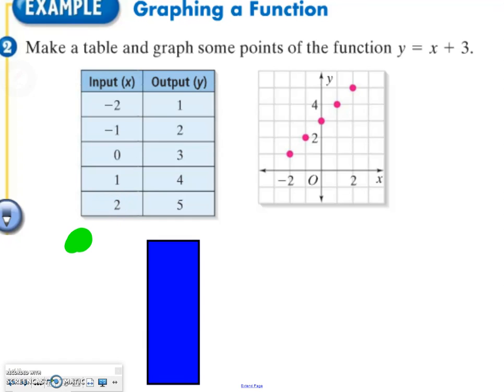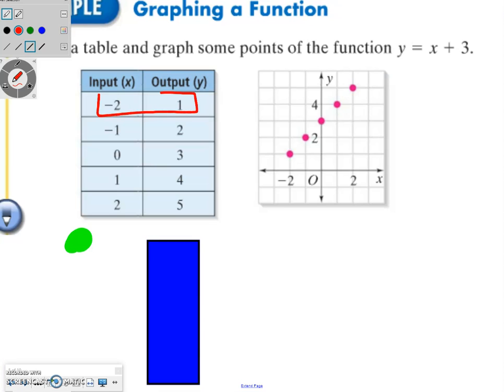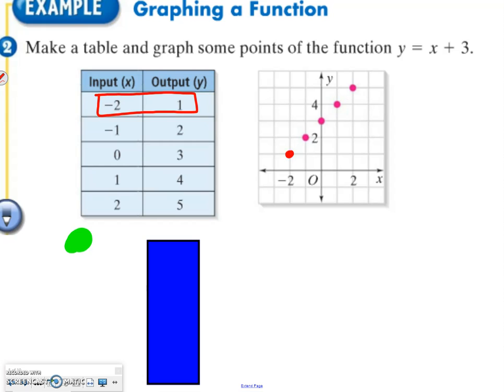Now these are ordered pairs. On the x-axis, negative 2. On the y-axis, 1. Negative 2 to the left, up 1, there it is. Negative 1, 2 is graphed right there. 0, 3, 1, 4, 2, 5. You will see that all those points are in a line. That's what we want to happen.